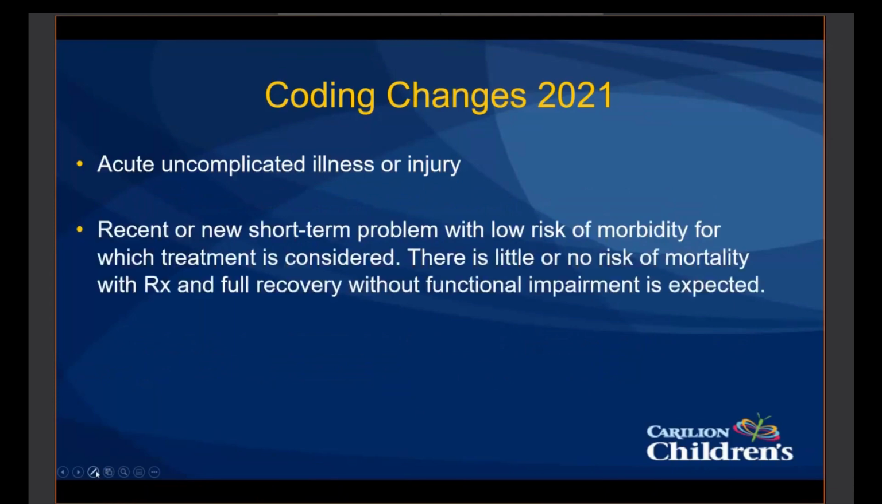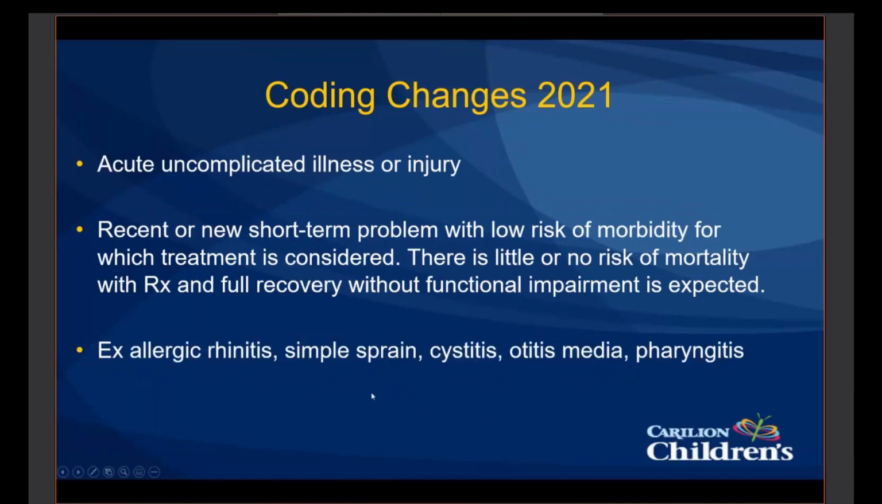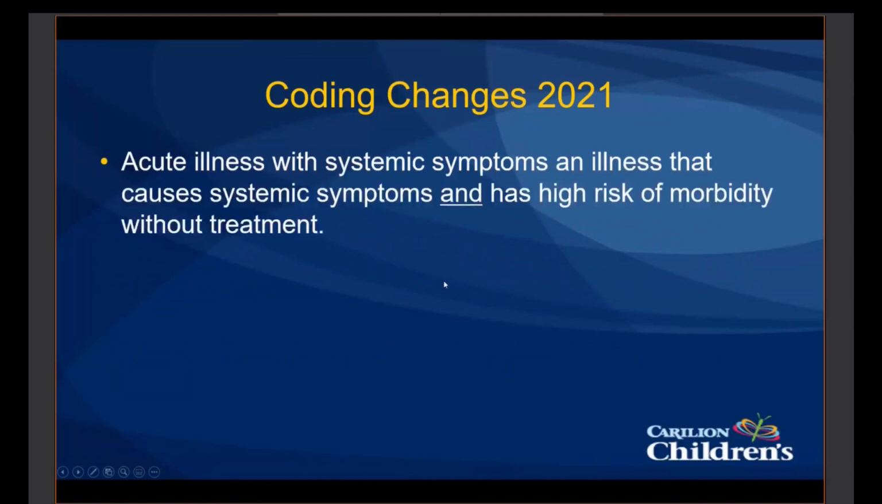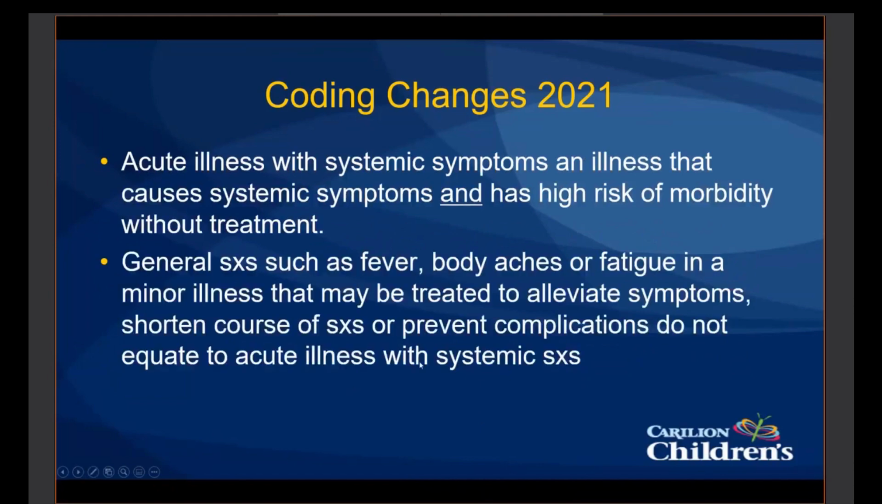All right, so level 4, this would be an acute illness with systemic symptoms, an illness that causes systemic symptoms and has a high risk of morbidity without treatment. Now, this is very important. If you had a patient that came in with a pharyngitis and had a fever, negative strep test, this would not qualify as a level 4. This would just be a level 3. It would be an acute minor illness. But a patient who came in with a pneumonia or pyelonephritis or colitis, that would qualify as an acute illness with systemic symptoms, which would be a level 4 for your problem.